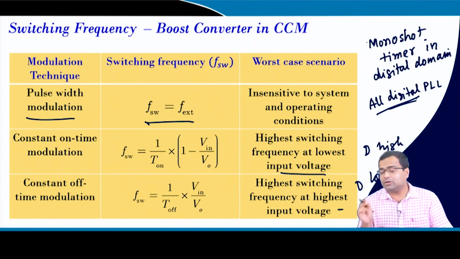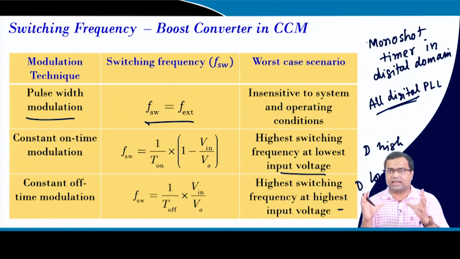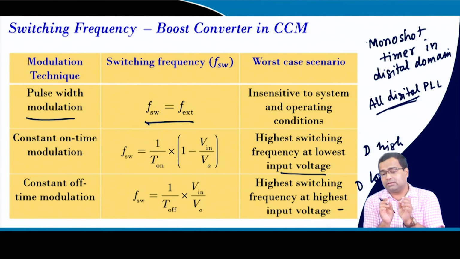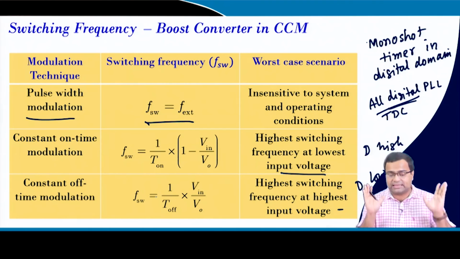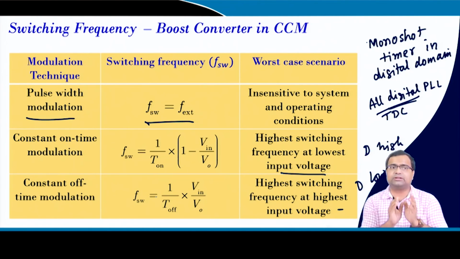Okay, because in the monoshot timer, if it is digital like a counter, then we can use a time to digital converter, that means just a counter, we can count what is the time period, and that can be fed back to a frequency loop by comparing with the reference frequency, and then we can slowly adjust either the on time or off time depending upon which regulator you are using, then you can nearly regulate the switching frequency. And in this case, you need a slower switching frequency regulation loop, so that it will not interfere.